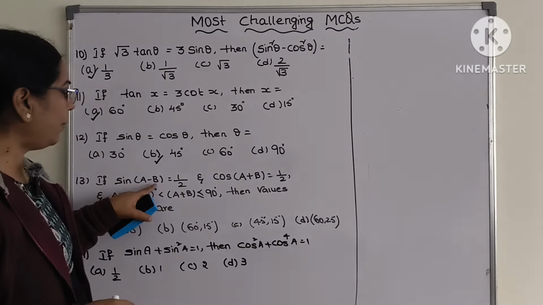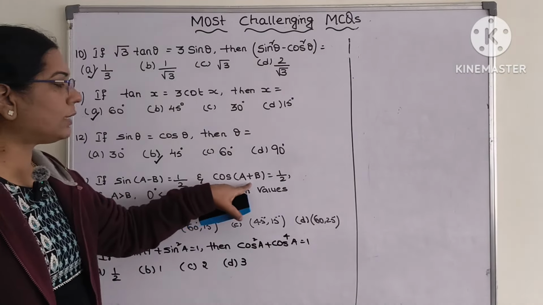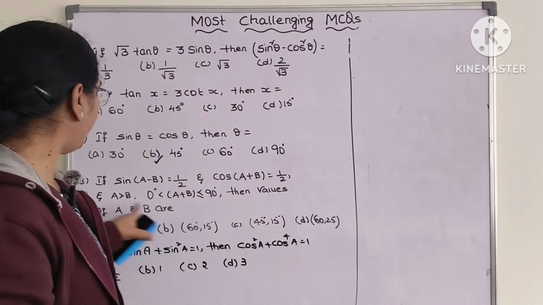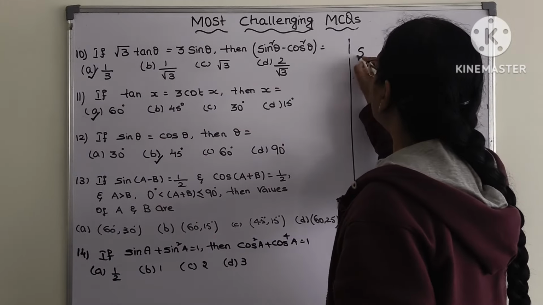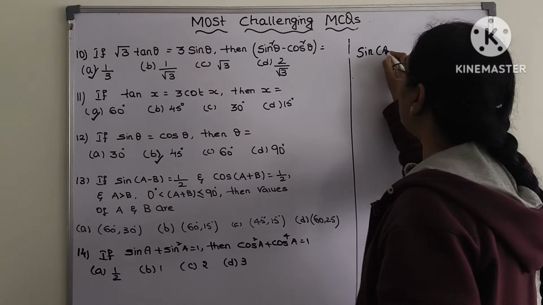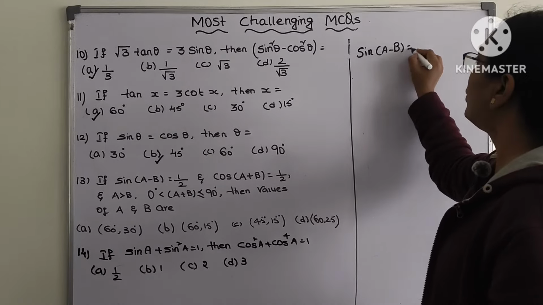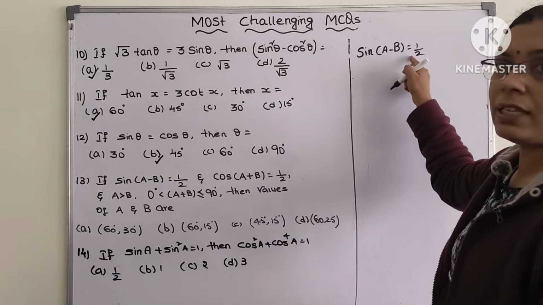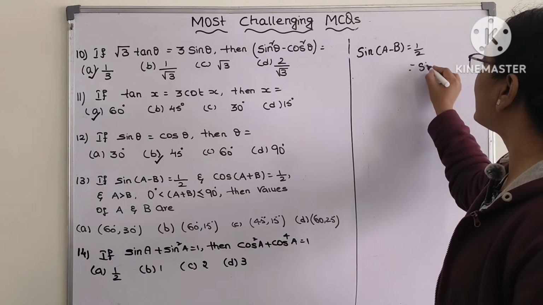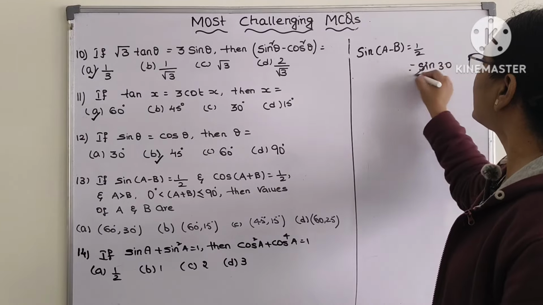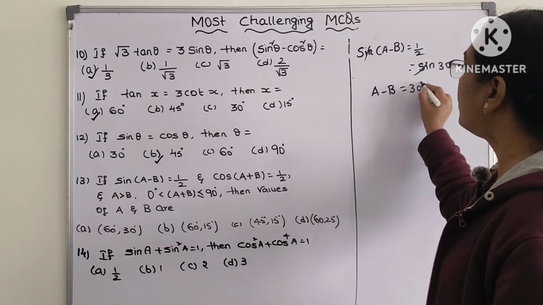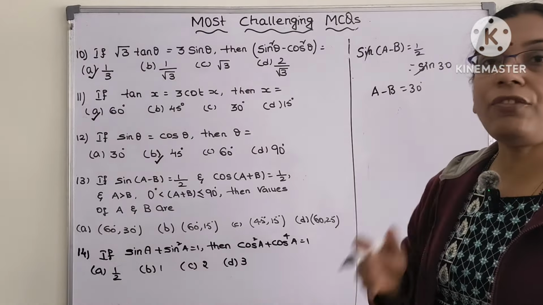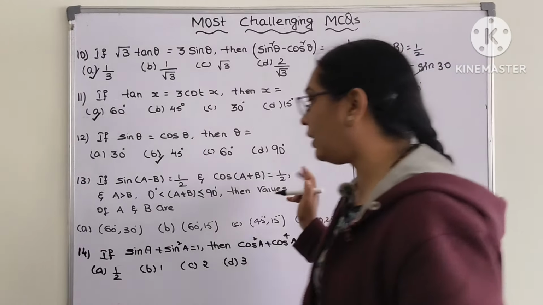If sin(a minus b) is 1 by 2 and cos(a plus b) is 1 by 2, we have to find the a and b values. Now see, sin of (a minus b) is equal to half, which means in the sin table, half comes as sin 30 degrees. So a minus b is 30 degrees. Basically, the difference of these two angles is 30 degrees.